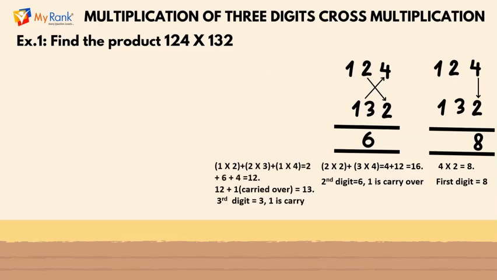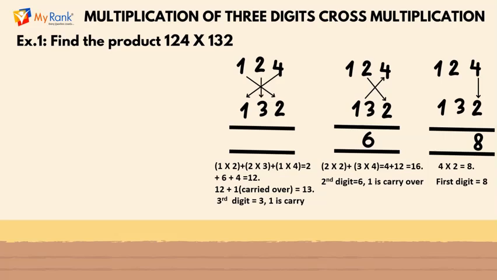Step 3. Crosswise multiplication. 1 into 2 plus 2 into 3 plus 1 into 4 equal to 2 plus 6 plus 4 equal to 12. The carried over 1 of first step is added. That means 12 plus 1 equal to 13. So, third digit is 3 and 1 is carried over.